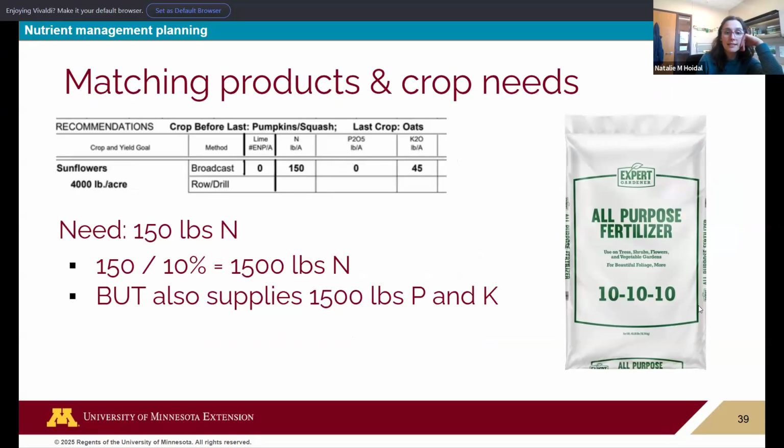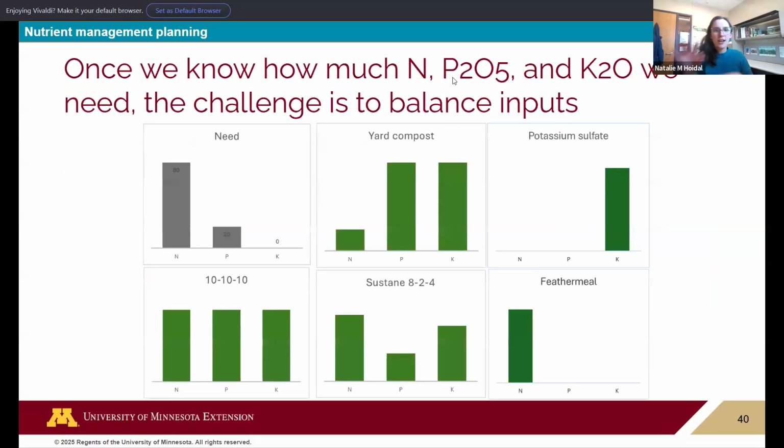So if they were to use this 10-10-10, you could divide 150 by 0.1, and it would give you, sorry, that's not quite right. It would say 1,500 pounds of product. So you could do that, but it would also give you way too much phosphorus and way too much potassium. So the challenge here is to find this balance.